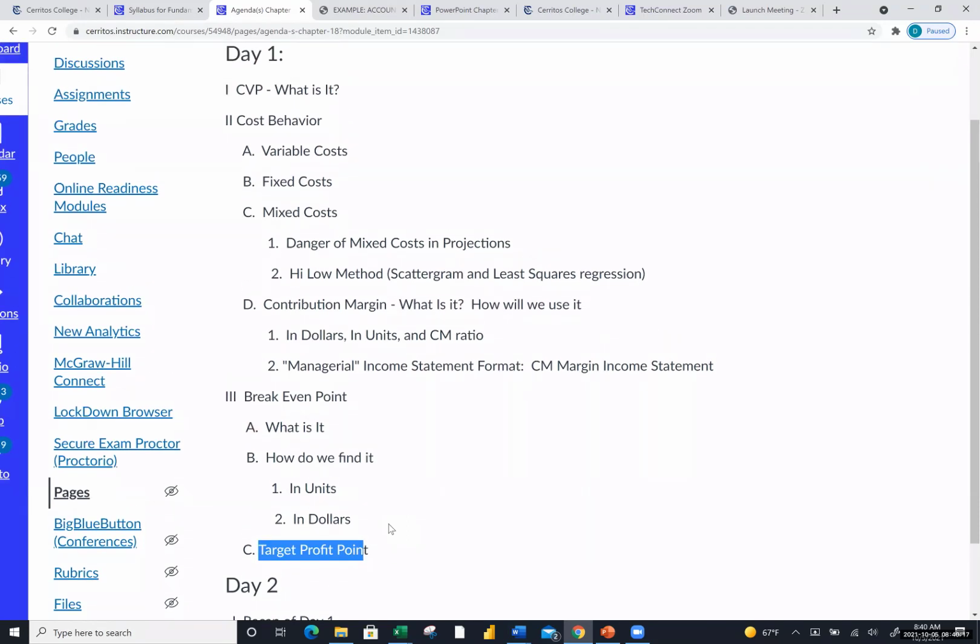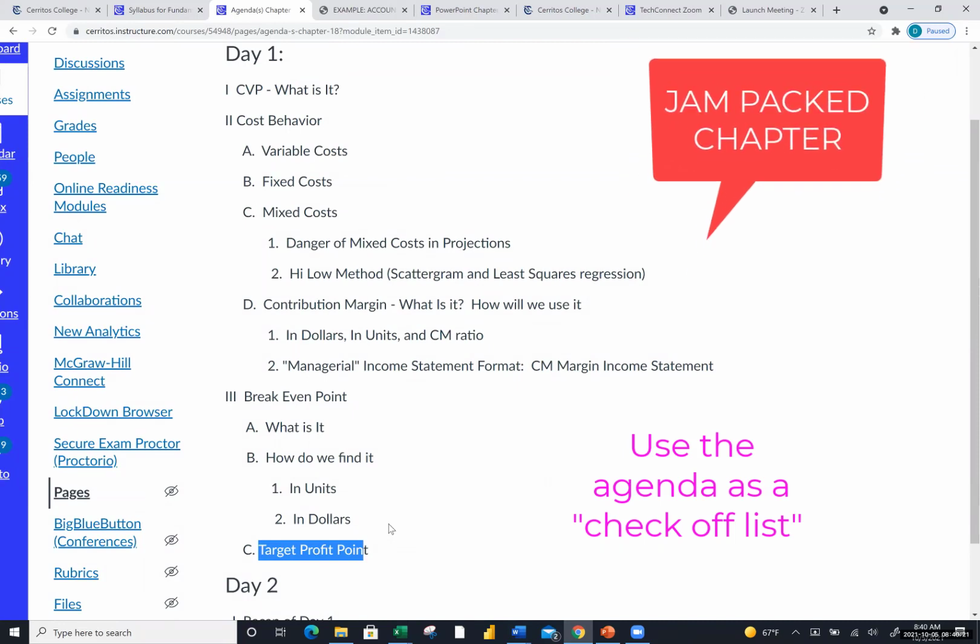So lots to cover. I put this agenda in there to keep me organized, but more importantly, to give you a checkoff list for the test. Can you go through that agenda and answer what each of those line items is and how you would calculate it? Questions on that?